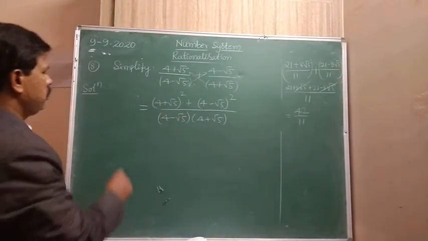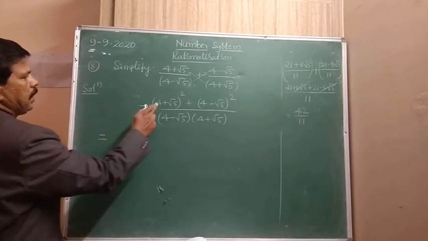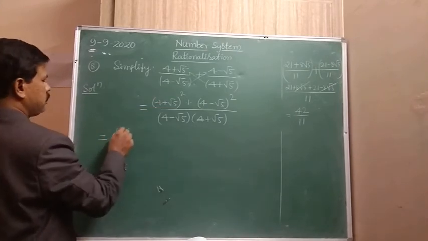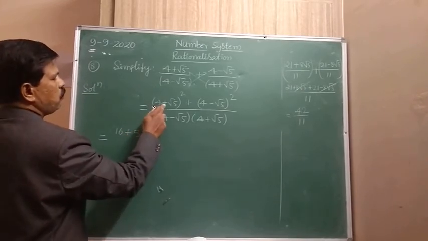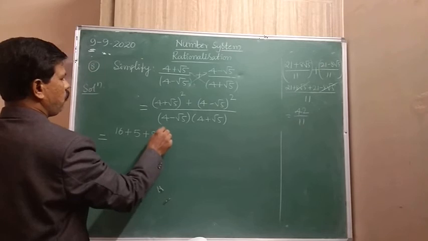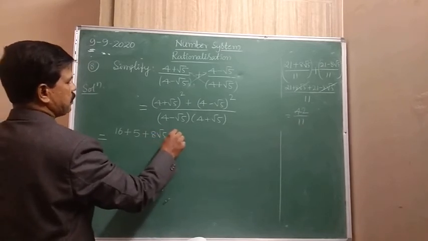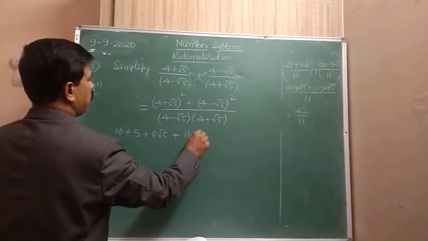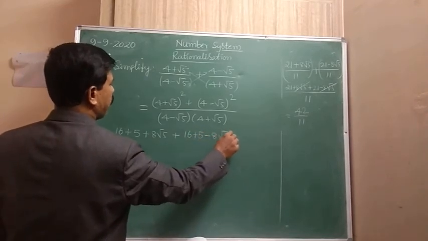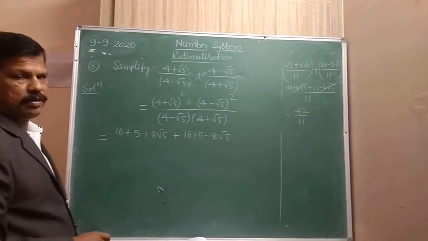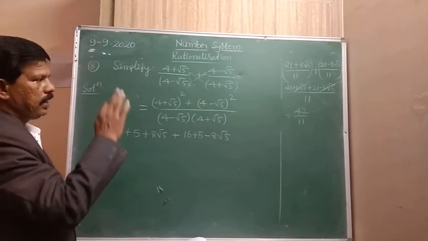Understood? Now expansion. A plus b whole square. 16 plus 5 plus 2 4s are 8 root 5, plus here also 16 plus 5 minus 8 root 5. I have written directly. Okay, don't worry about how it came or what it is.